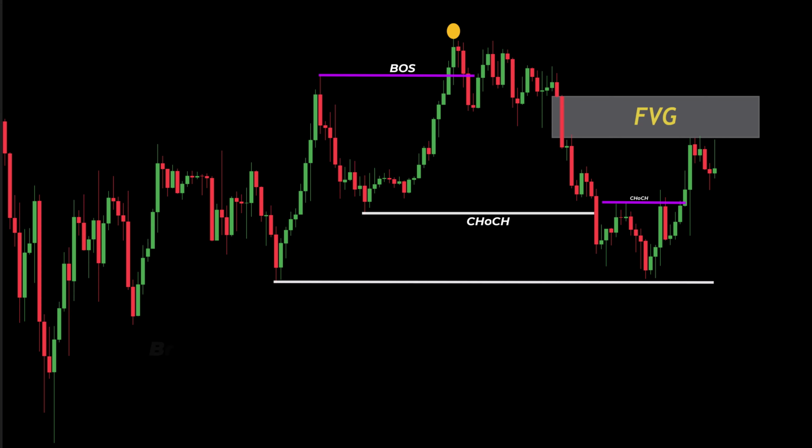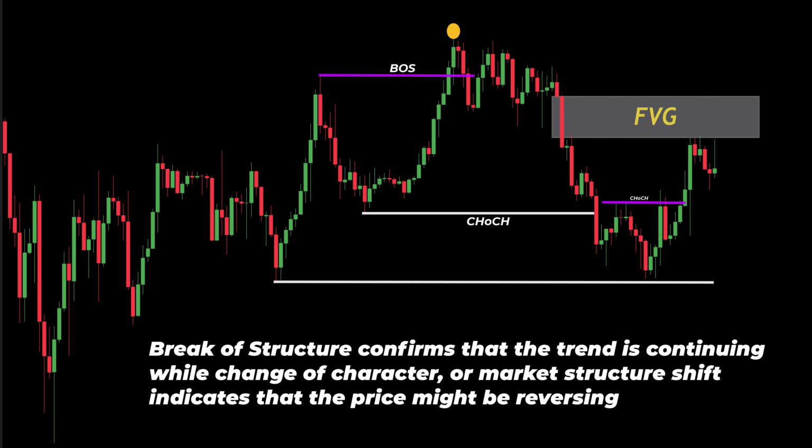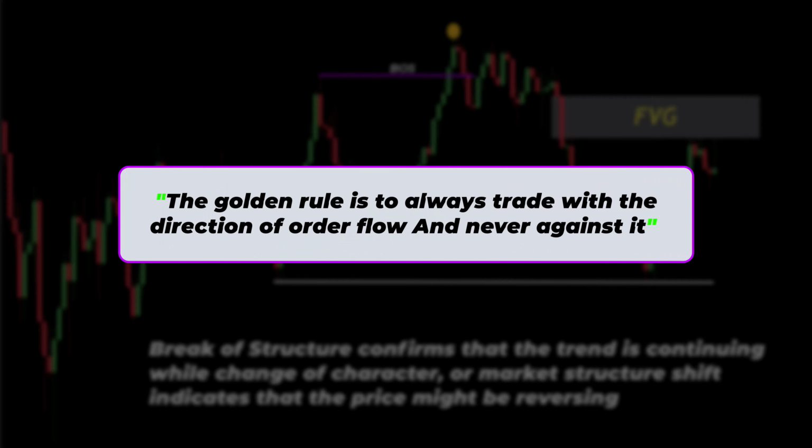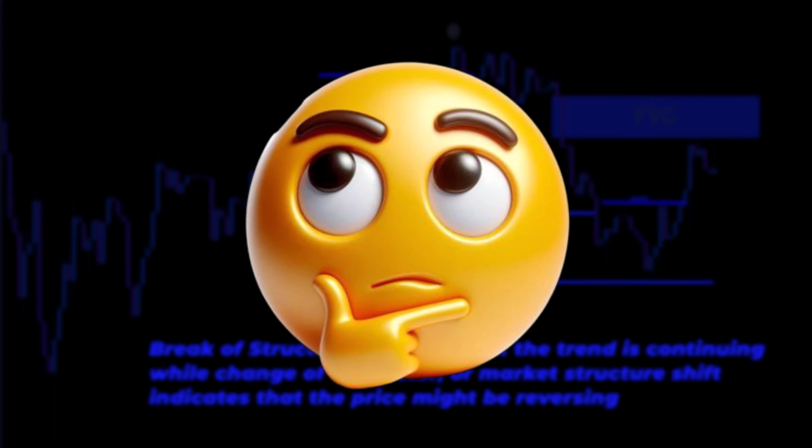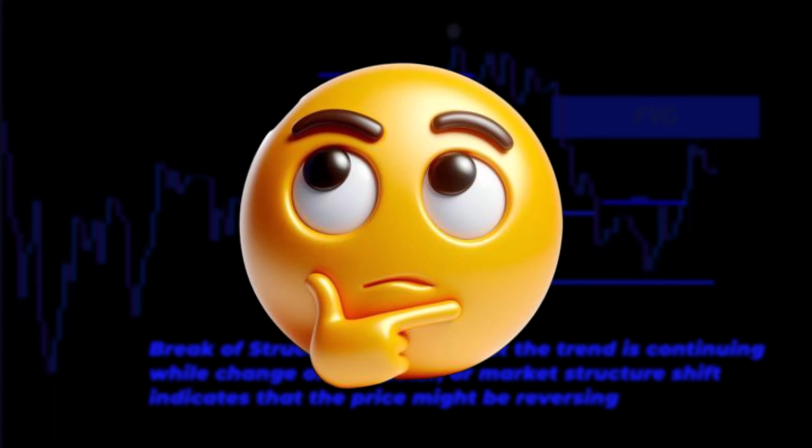To sum that up, break of structure confirms that the trend is continuing, while change of character or market structure shift indicates that the price might be reversing. And as you guys already know, the golden rule is to always trade with the direction of order flow and never against it. But that raises an important question. How do we know when that flow actually changes?